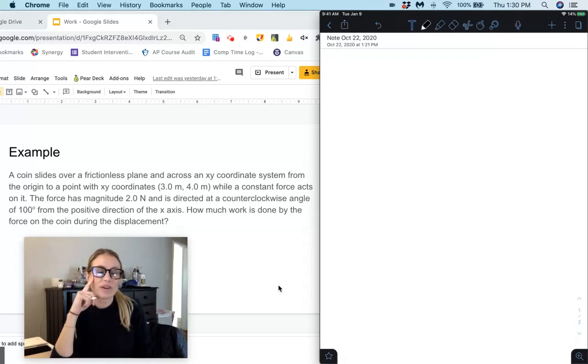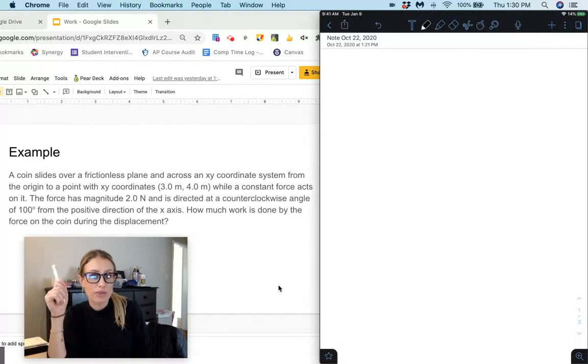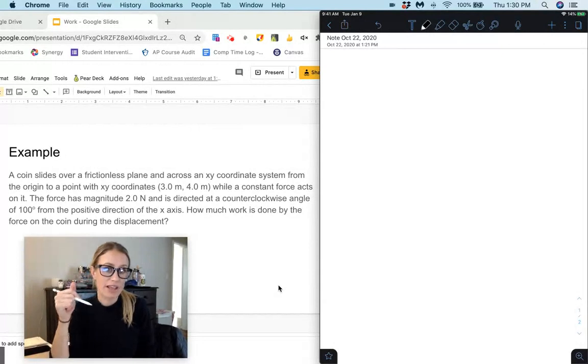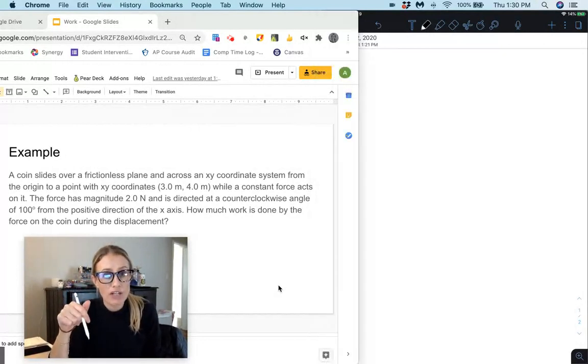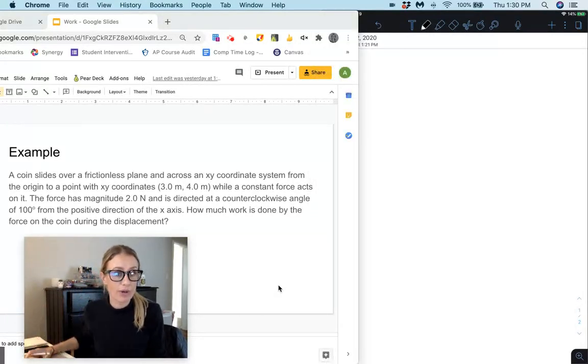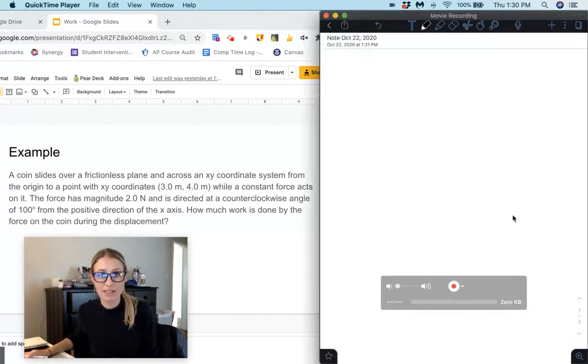All right, hi everyone. So we're going to do an example for the work equation. We have a coin that slides over a frictionless plane and across an XY coordinate system from the origin to a point with XY coordinates 3 meters, 4 meters, while a constant force acts on it. The force has a magnitude of 2 newtons and is directed at a counterclockwise angle of 100 degrees from the positive direction of the x-axis. How much work is done by the force on the coin during the displacement?